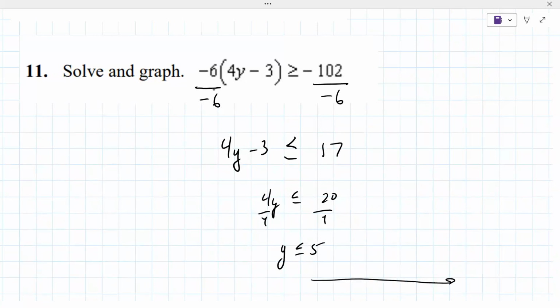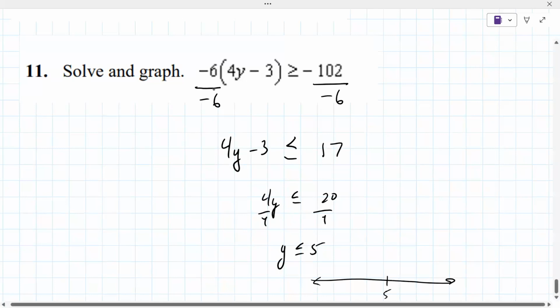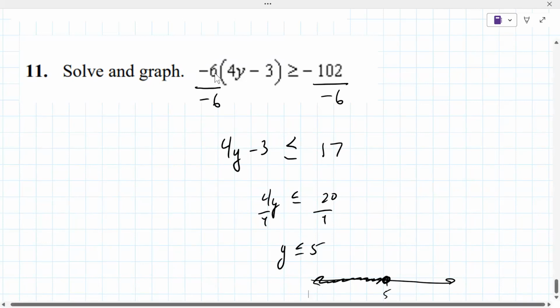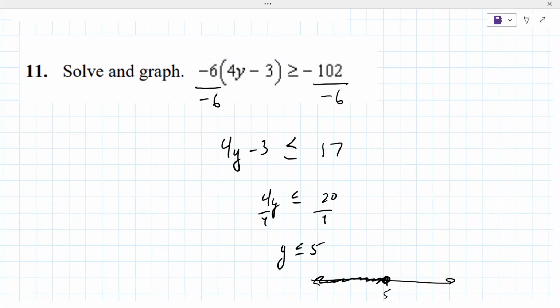Did you get y less than or equal to 5? Yeah. Okay, and then y is greater than or equal to 5. Yeah. This only works if the number here divides evenly into that other number. I mean, sometimes it does, sometimes it doesn't.